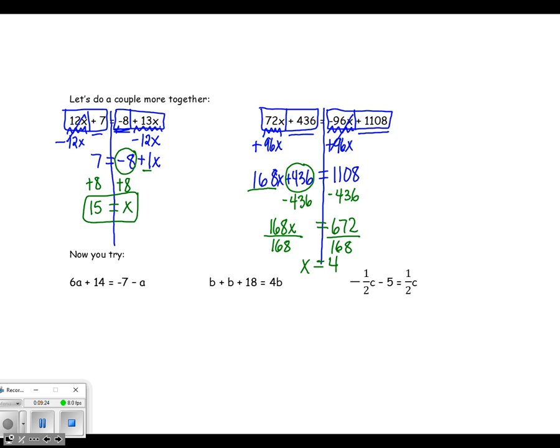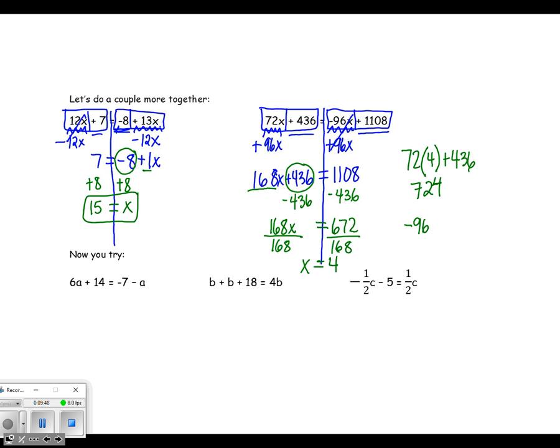I'm going to check it in the calculator, and I'm going to write out what I'm going to put in the calculator. 72 times 4 plus 436. That's what I'm going to do first. 72 times 4 plus 436 equals, that gives me 724. And why I wrote the 2 first, I don't know. Okay, then I have the other side.